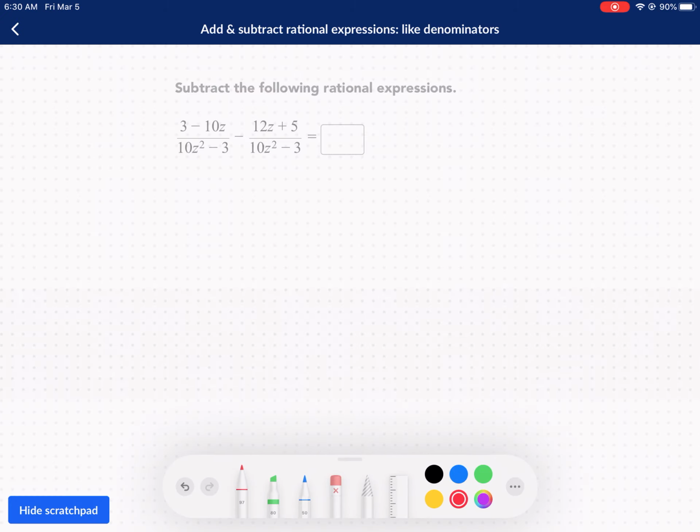Red alert, subtraction. Make sure we're doing this correctly. So in the top, we're going to first off rewrite the denominator, 10z squared minus 3. And then we're going to rewrite the top. 3 minus 5 gives us negative 2. And then negative 10z minus 12z gives us negative 22z. So that's going to be our answer. Negative 2 minus 22z.